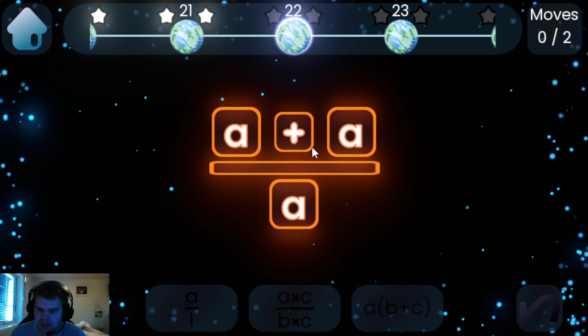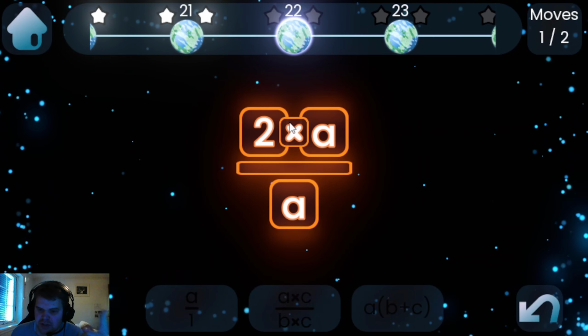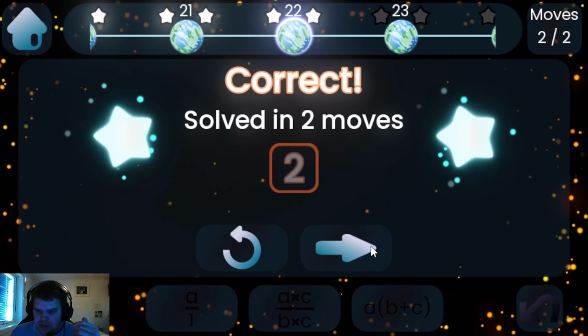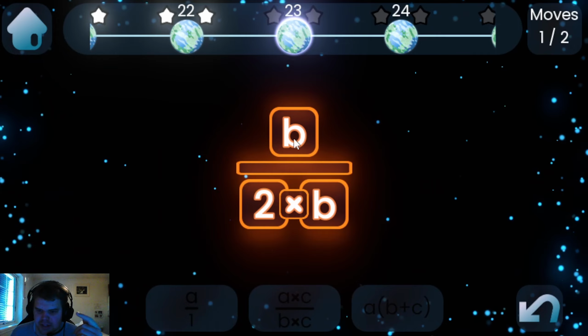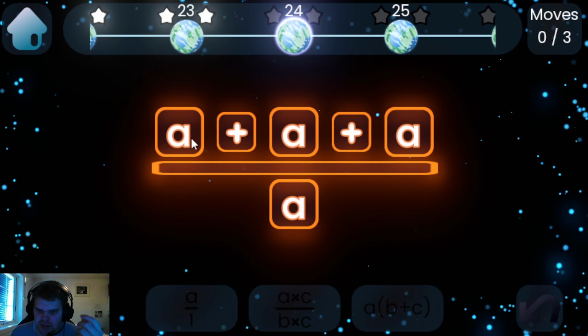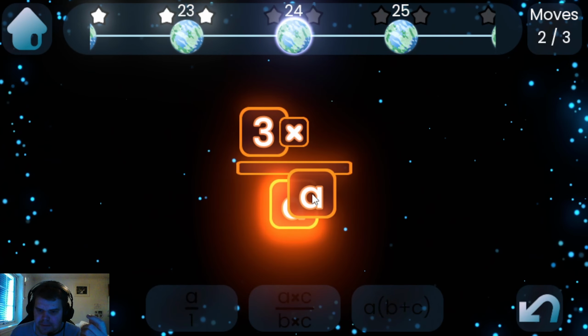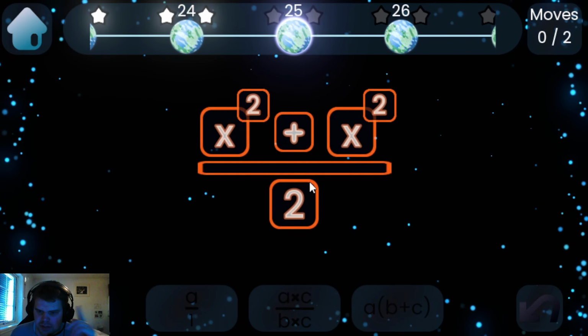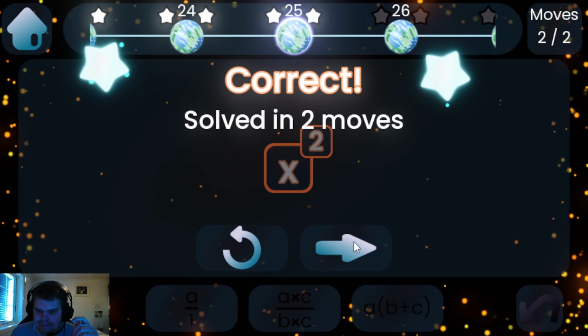Bam. This is one of the first levels I envisioned for the app, these two levels right here. I love these levels. I don't know why. It's just so satisfying to solve these levels.